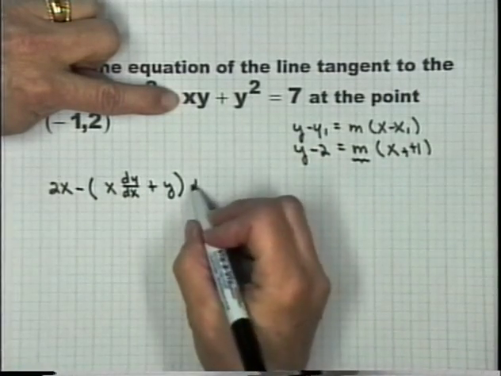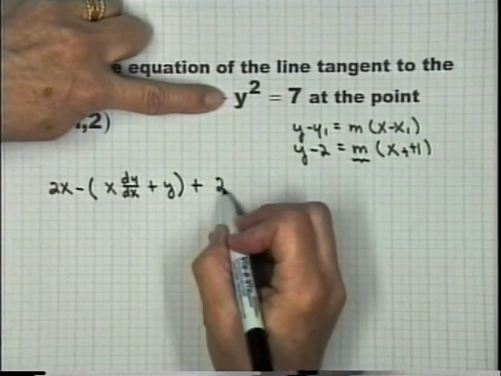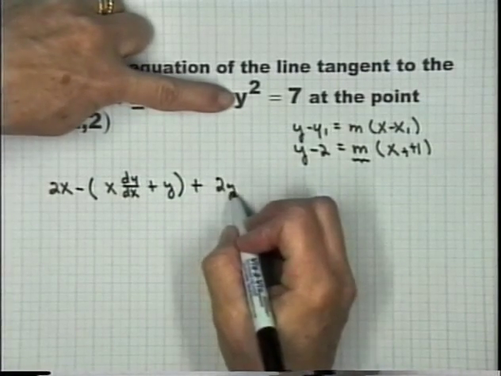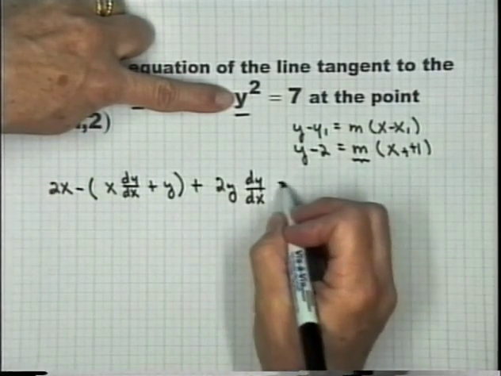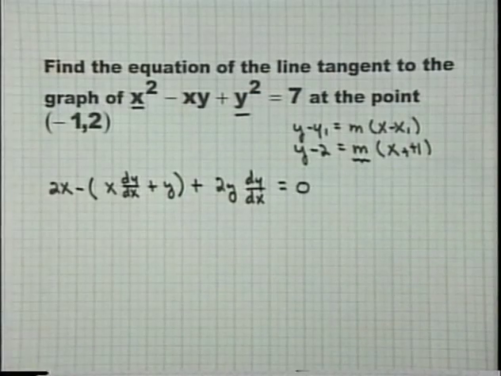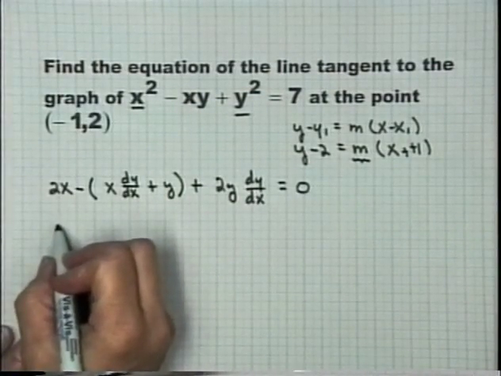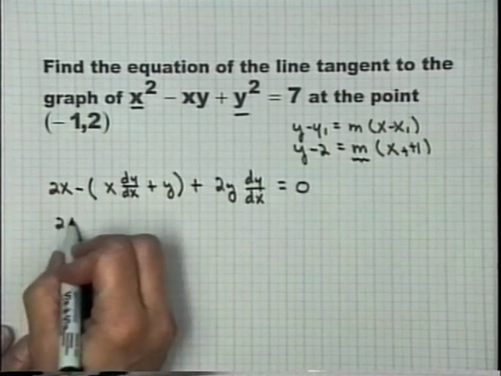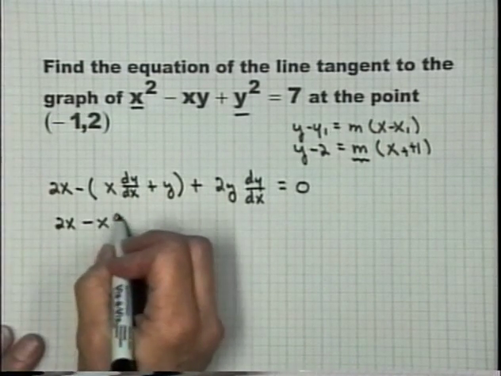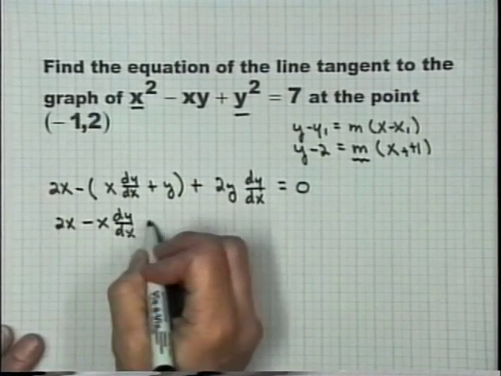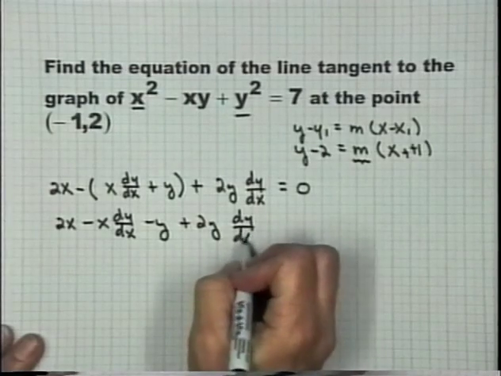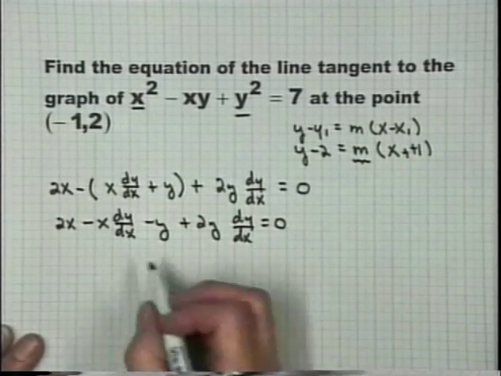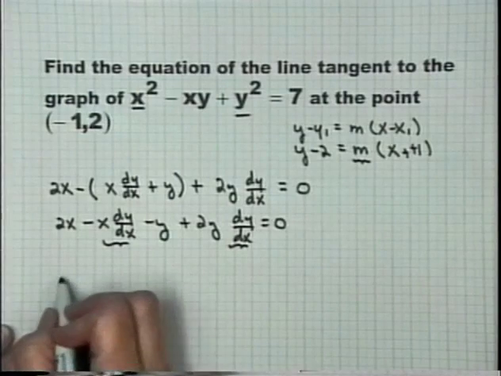Plus the derivative of y squared, do your power, 2 times y to the first power. Chain rule, derivative of y is dy/dx. And of course on the other side the derivative of a constant is 0. Now, if we distribute our negative here, we have 2x minus x dy/dx minus y plus 2y dy/dx equals 0.